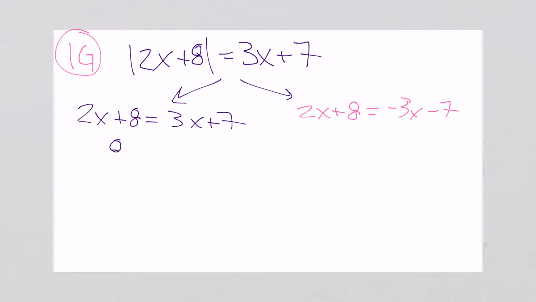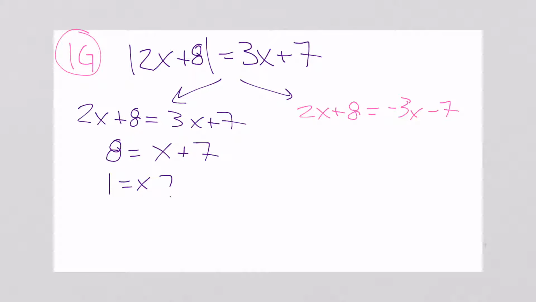I'm going to subtract 2x from both sides because doing so will make my x term remain positive. So 3x minus 2x is x plus 7. Let's subtract 7 from both sides. So 1 equals x is maybe a solution. What other solution might there be?